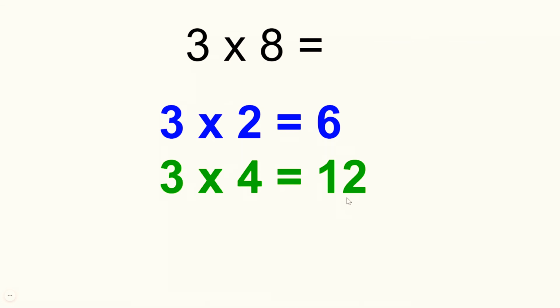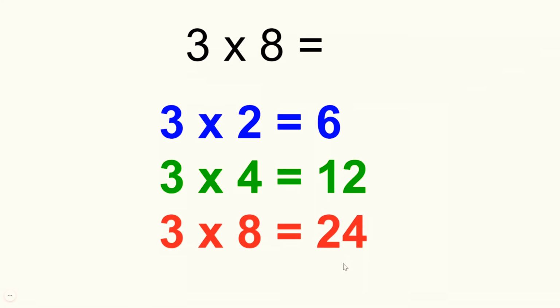Why are we doubling our numbers? Well, if we double them one more time, we get 3 times 8 equals 24. That's how you can calculate your 8s, by doubling your 2s and then doubling them again.